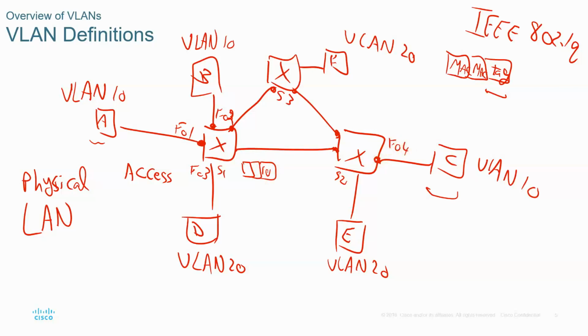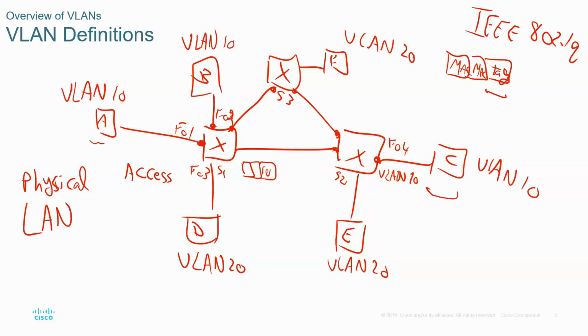Let's call this F04. Okay. So S2 now needs to forward the packet over F04. It will look up its table and will see whether F04 has already been configured to be a member of VLAN 10 or not. If this is the case, then switch S2 will have no problem just forwarding the packet to device C, because device C is also a member of VLAN 10.